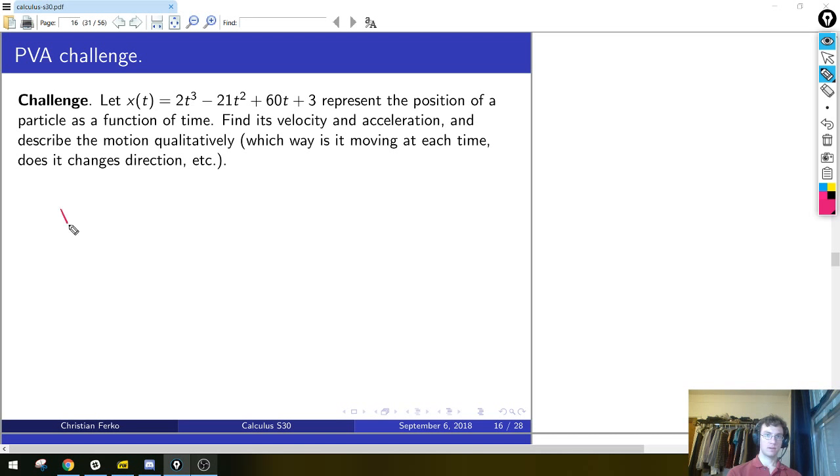Okay, so first, what's the velocity v of t? So I'm weakly trying to remember.